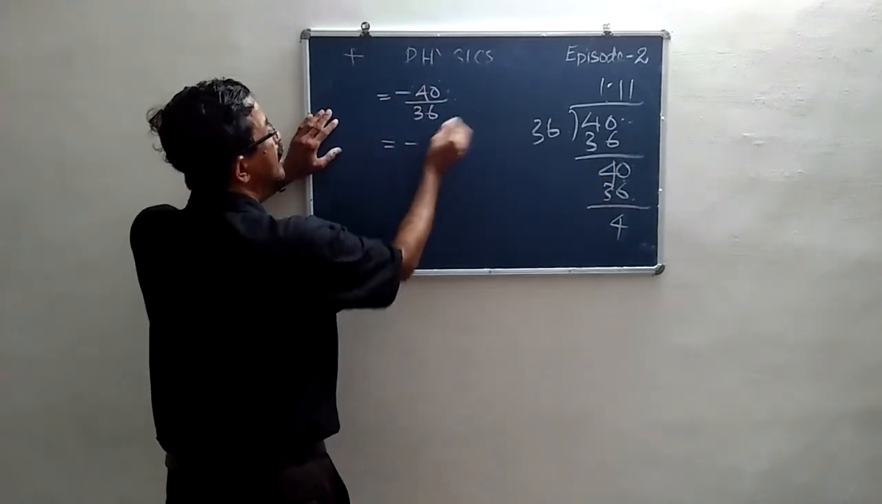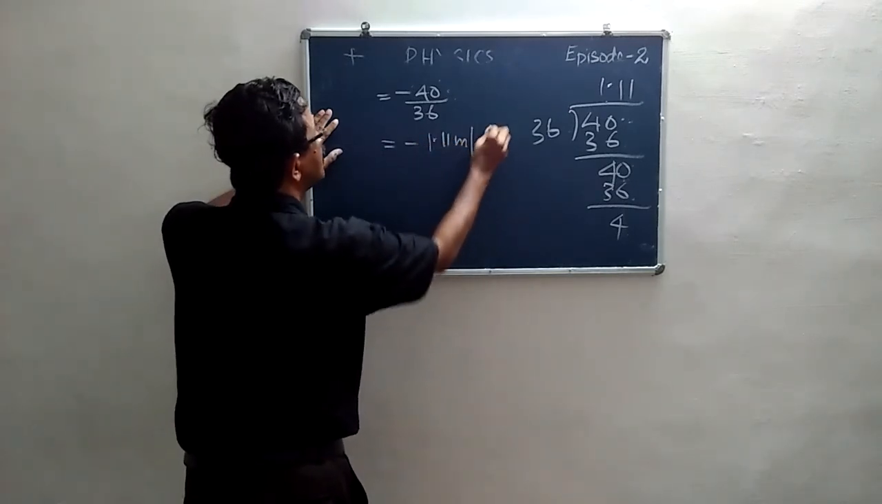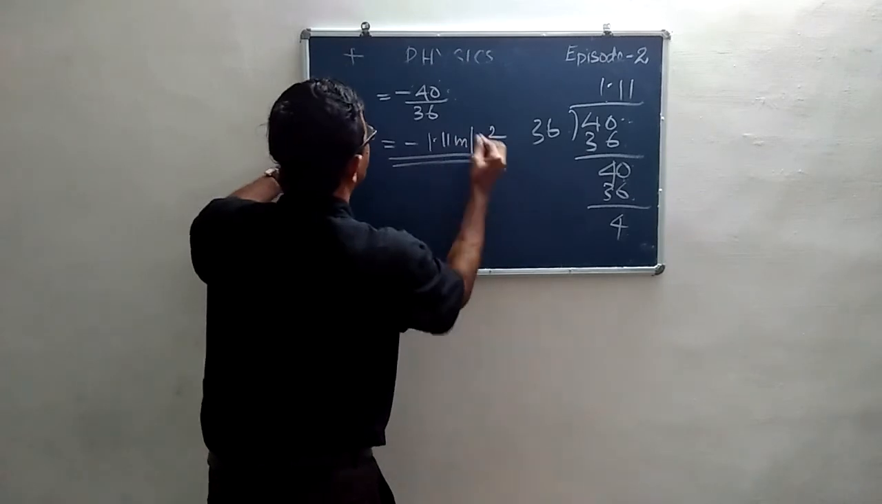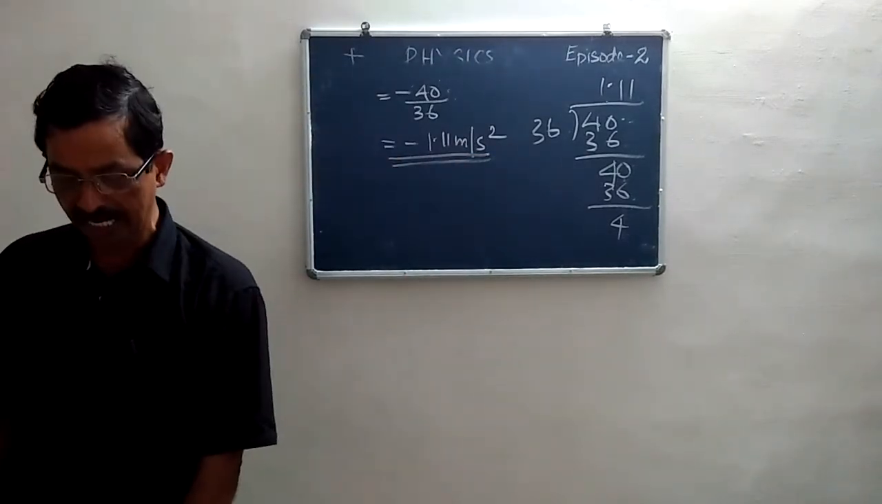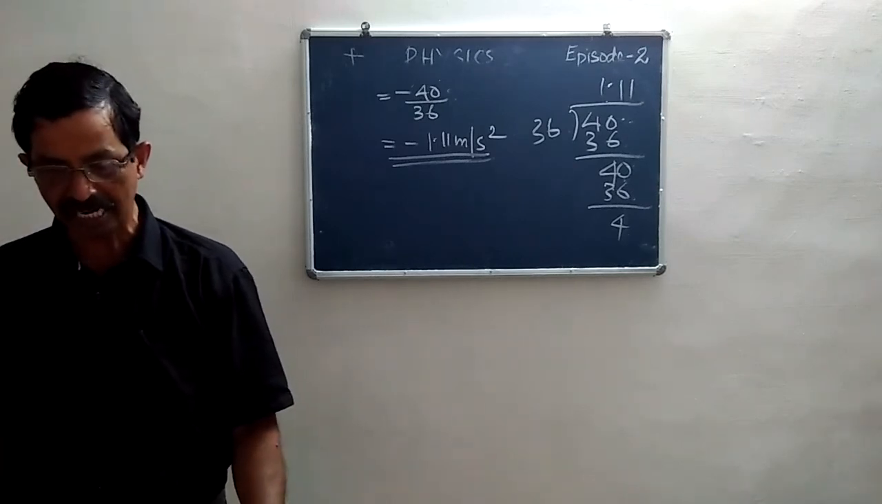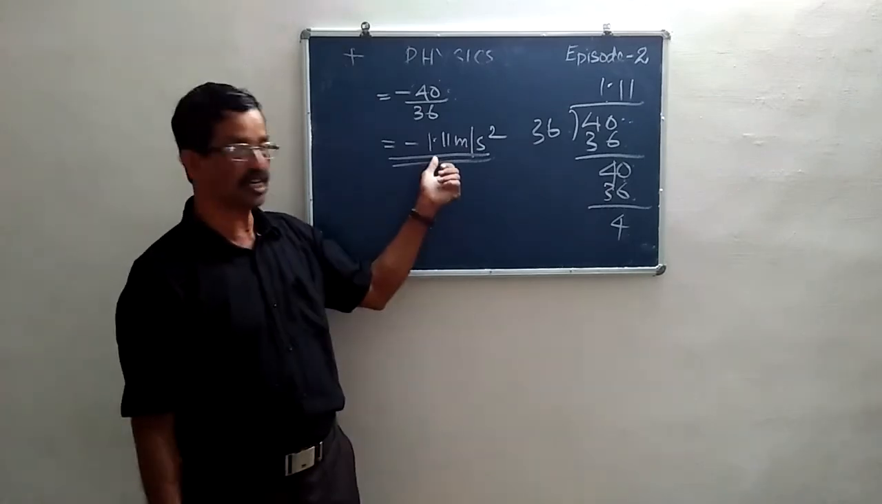That means acceleration is minus 1.11 meter per second square. Because this is negative acceleration, it is called retardation. This negative acceleration is called retardation.